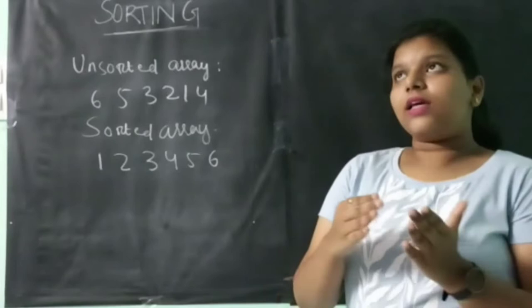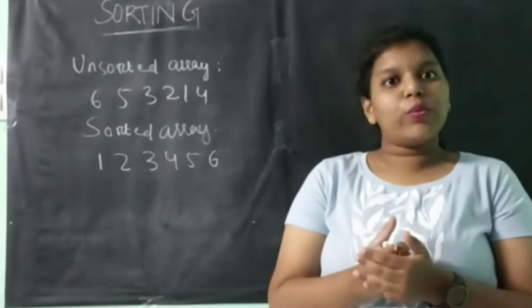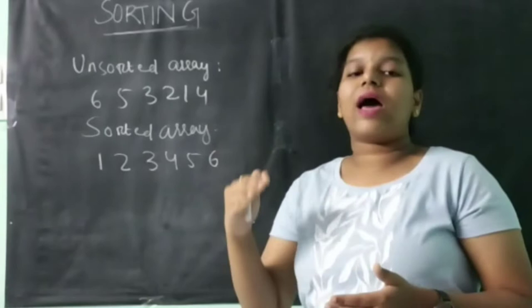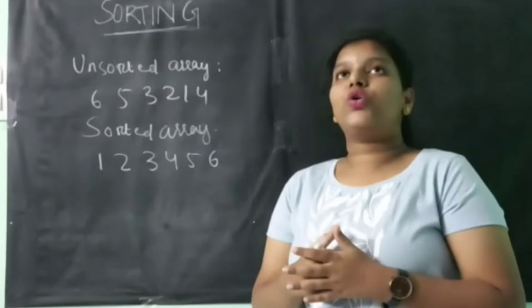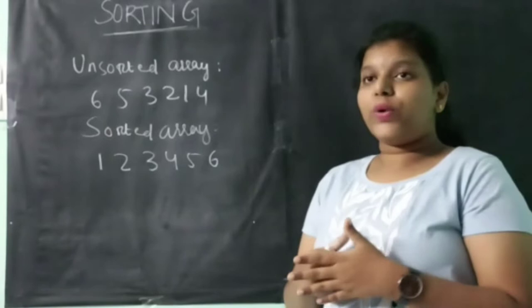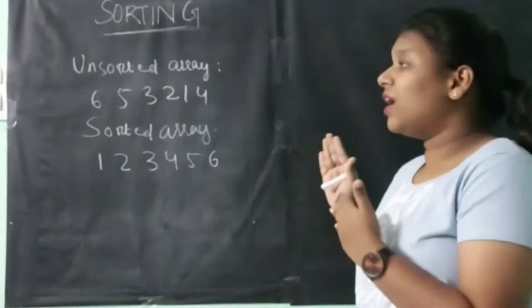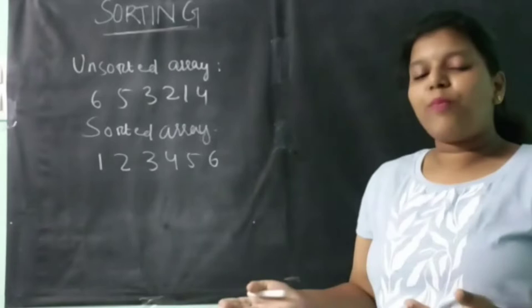Suppose you want to search a name in your contact list. What do we do? We will search according to the alphabets because the elements are put in alphabetical order and are sorted out. There can be another example. If you want to find your roll number in your class list, then what do we do? We go either number wise or alphabetical wise. So sorting is that process. If you want to search for an element, then you have to opt for the sorting process.